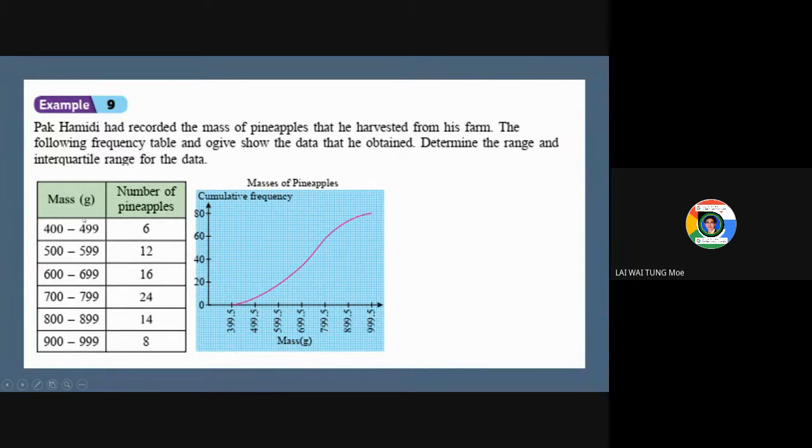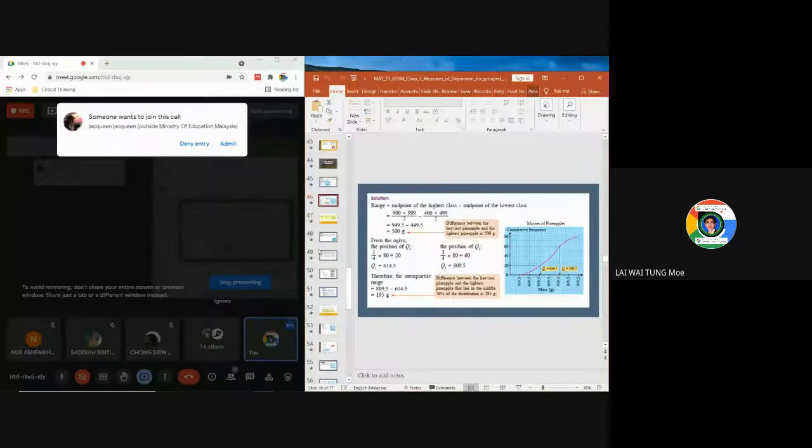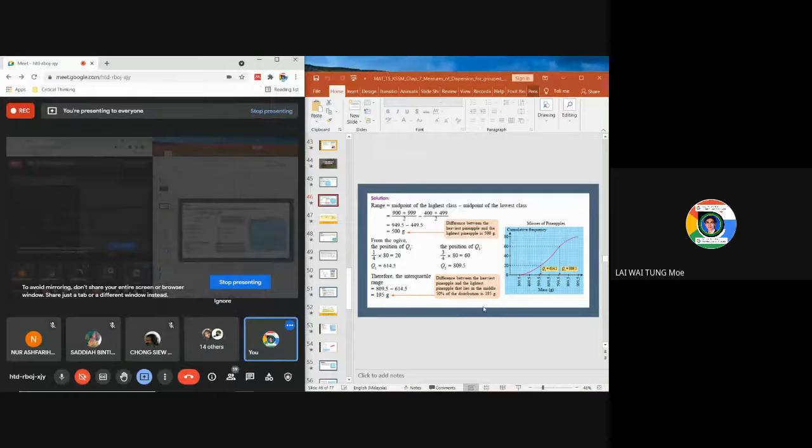Find their midpoint. How to find the midpoint is you take the lower limit and the upper limit, add these two together and divide by 2. So you will get the midpoint for this class. Also you take the lower limit plus the upper limit divided by 2, you get the midpoint for the first class. Then this is the last class. After that, you find their difference. The difference for these two midpoints is actually their range. Okay, so we continue.